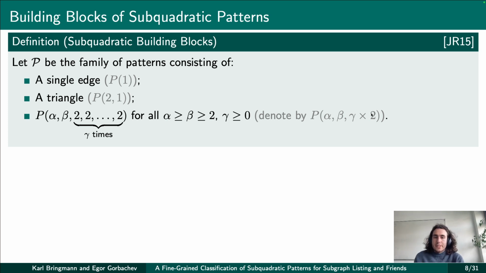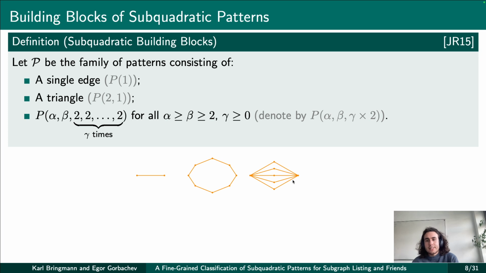Here are some examples of these graphs. As I already said, an edge suits us. Any cycle is in calligraphic P, as it's either a triangle or P(alpha, beta, gamma times 2) for gamma equals 0. A graph where all paths have length 2 also works.